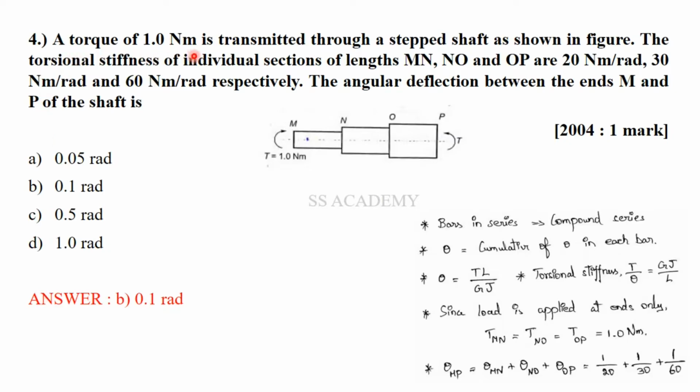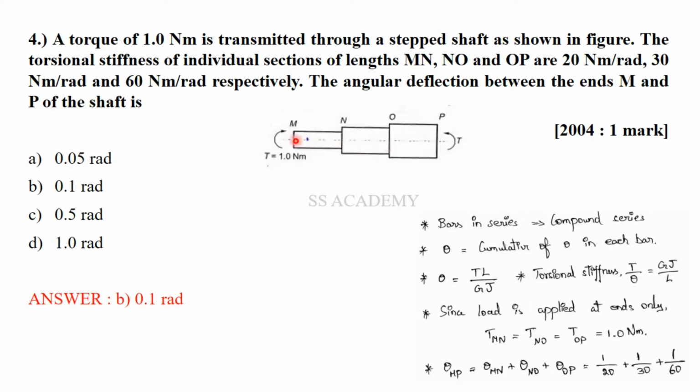A torque of 1 Newton meter is transmitted through a stepped shaft as shown in the figure. The torsional stiffness of individual sections of lengths MN, NO and OP are 20 Newton meter per radian, 30 Newton meter per radian and 60 Newton meter per radian respectively. The angular deflection between the ends M and P of the shaft is, they have asked the total angular deflection of this particular setup, that is for this whole bar. It is a 2004 1 mark.